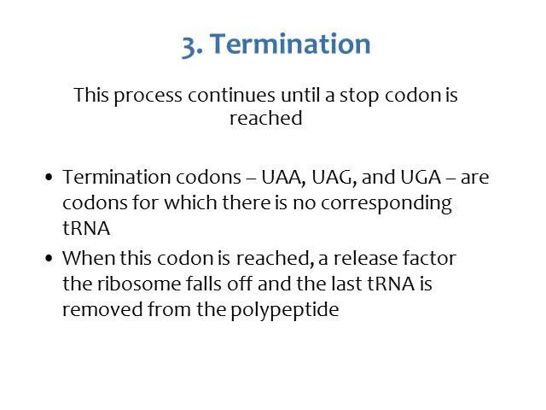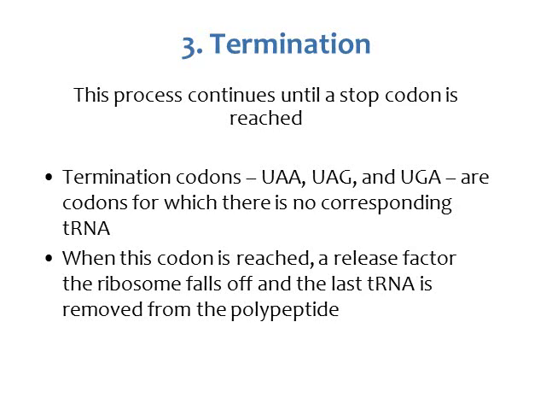And then basically it just keeps on going until you get to the last part of the translation, which is termination. So this process continues until a stop codon is reached, and there's 3 different stop codons or termination codons, so UAA, UAG, and UGA. And you can find them on that genetic code chart that we looked at a few slides back.